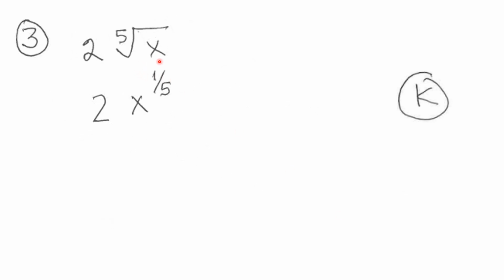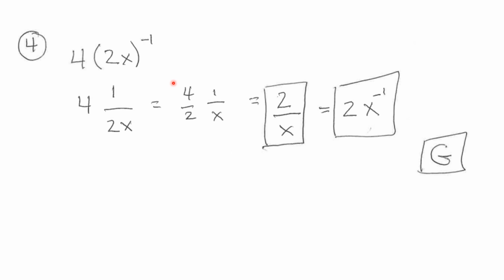Here you realize that the 5th root of x is x to the 1/5. The answer was K. Here you have a minus 1, so this whole 2x goes into the denominator, and this is then 4 over 2, and that's 2 over x. And that could be written 2x to the minus 1, which is what we had as G.